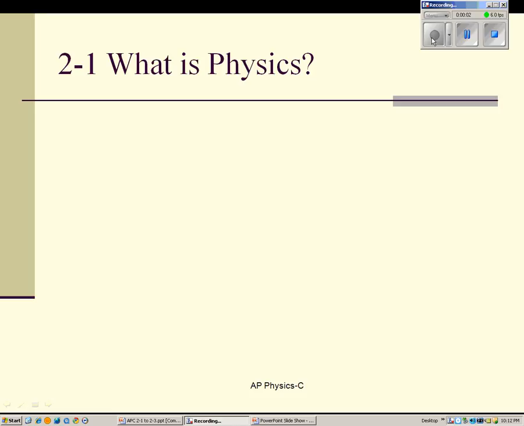This is Chapter 2. This is the introduction to Chapter 2 for the AP Physics C. And we're just going to take a look at what is physics, and in particular what we're going to study in this chapter.